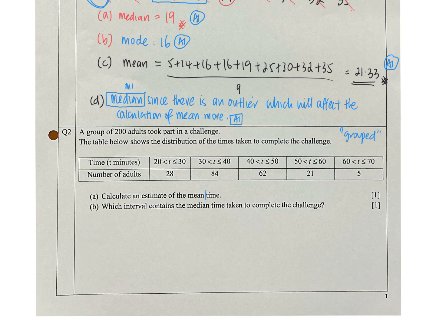When you need to calculate the mean, you always need data to calculate. But I don't know what the data is, so you have to find the mean value. So how to find the mean value? You take the two endpoints of the range and then you halve it.